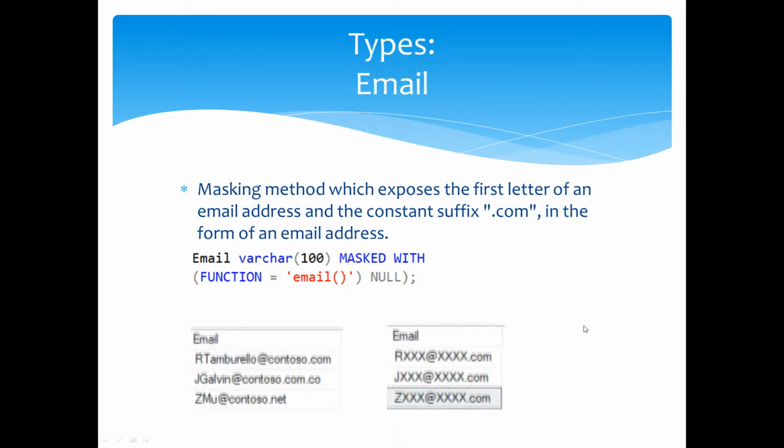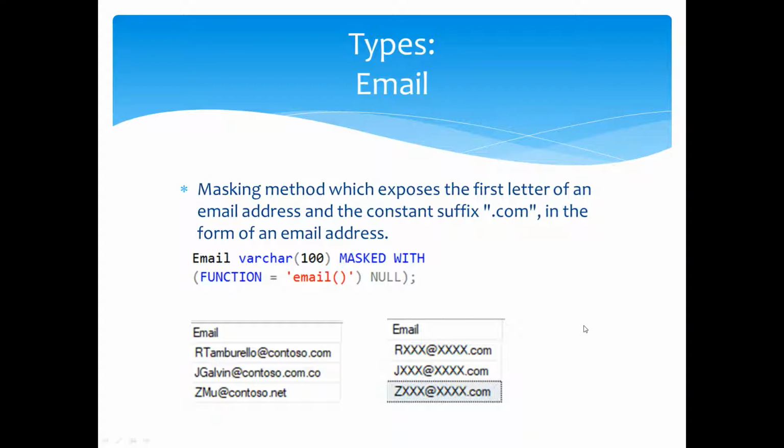But what that will actually look like, because of course the first one didn't really need an example. However, this one, it helps to actually see it. So we can see we've got this R, J, and Z. These are all from the Microsoft documentation, by the way. So R, you can see that was the first character, and then .com at the end. So it didn't matter that it was contoso.com or contoso.com.co or contoso.net. It will replace all of it with .com and just have 4 X's, so it really does mask it. Same with the beginning as well. You can't guess the number of characters that are in there. It will properly mask it.